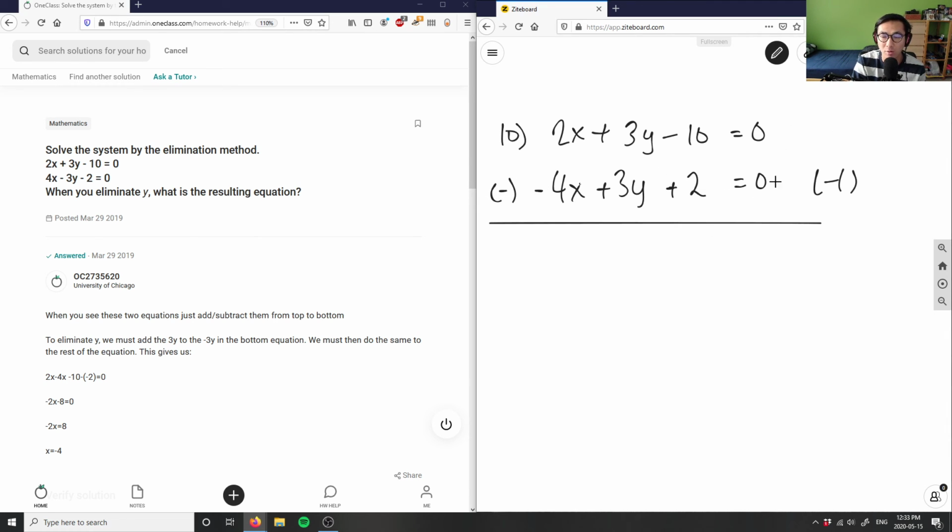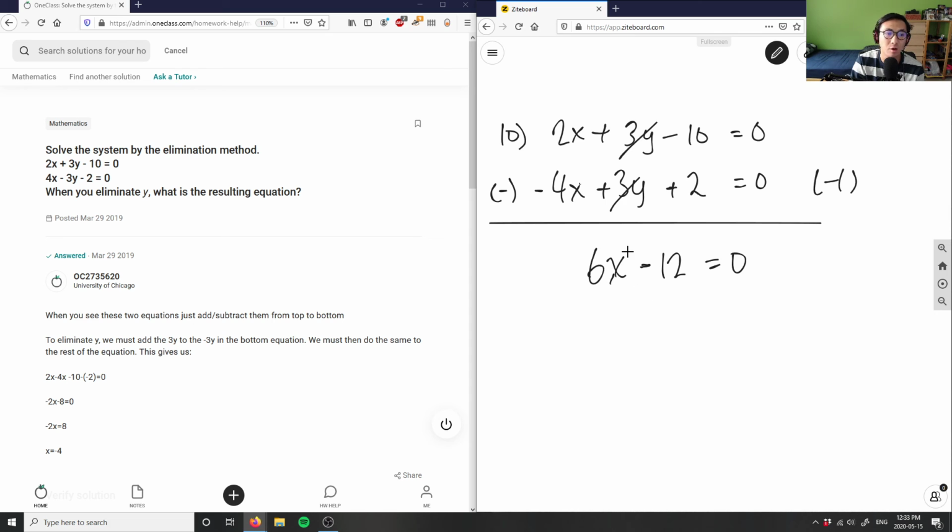So I multiplied both sides by -1. Again, 0 times -1 is 0. And now I can simply eliminate. So 3y becomes 0y, since 3 minus 3 becomes 0. So these cancel out. And I have 2 minus 4, which is simply 6x, and then minus 10 minus 2 would be minus 12, equals 0.